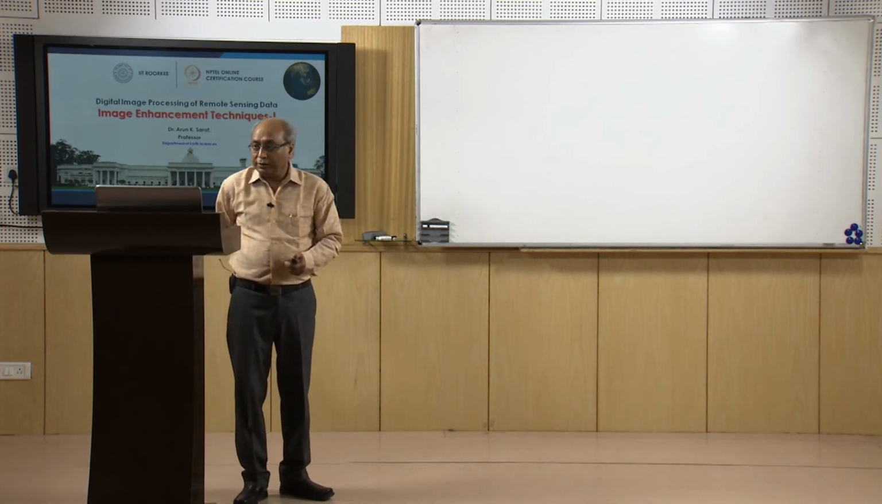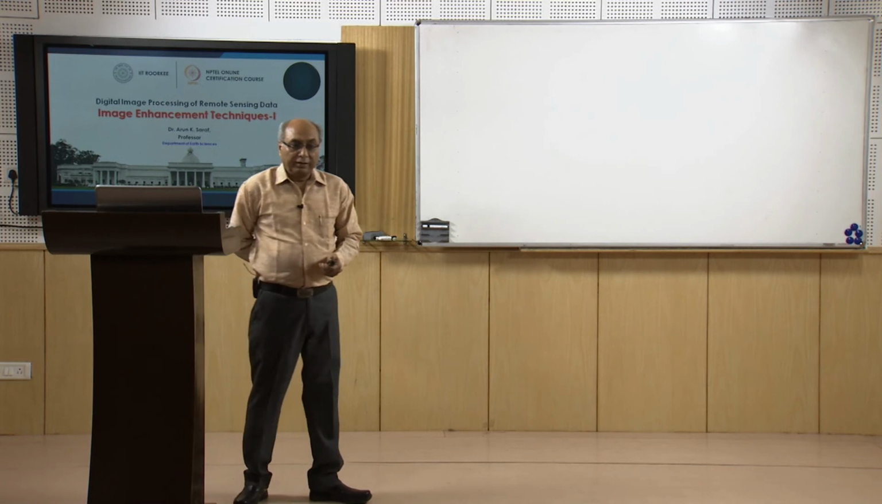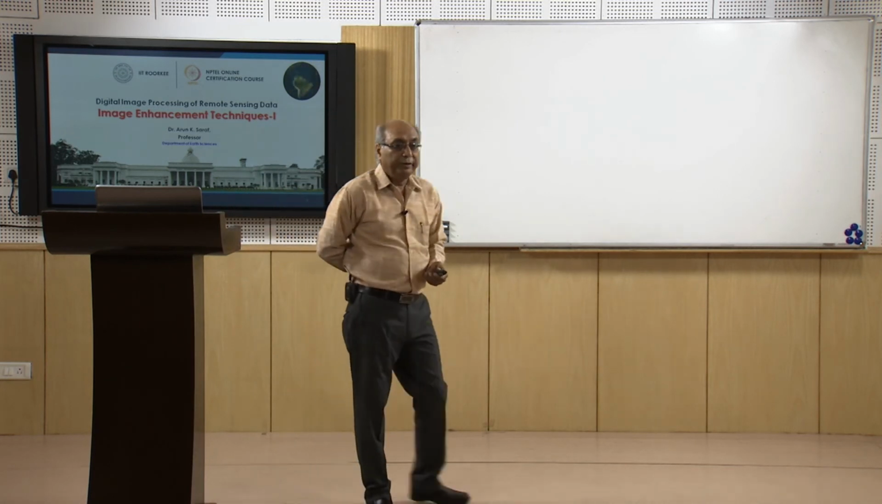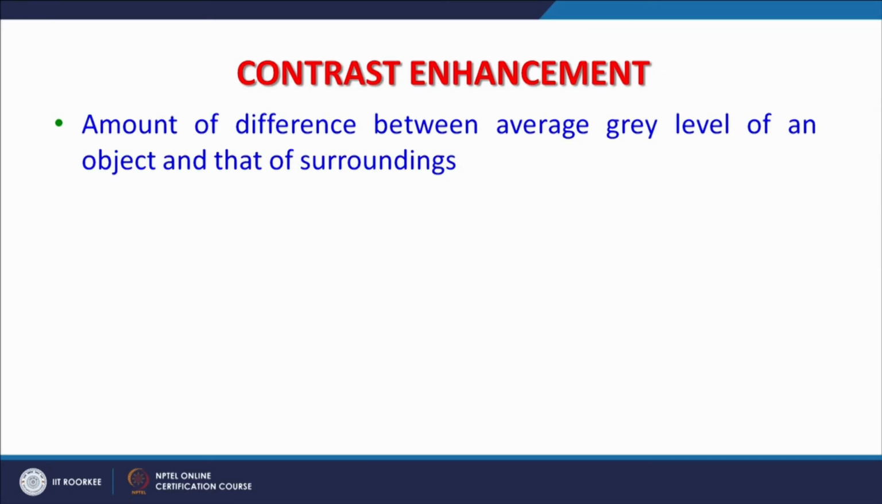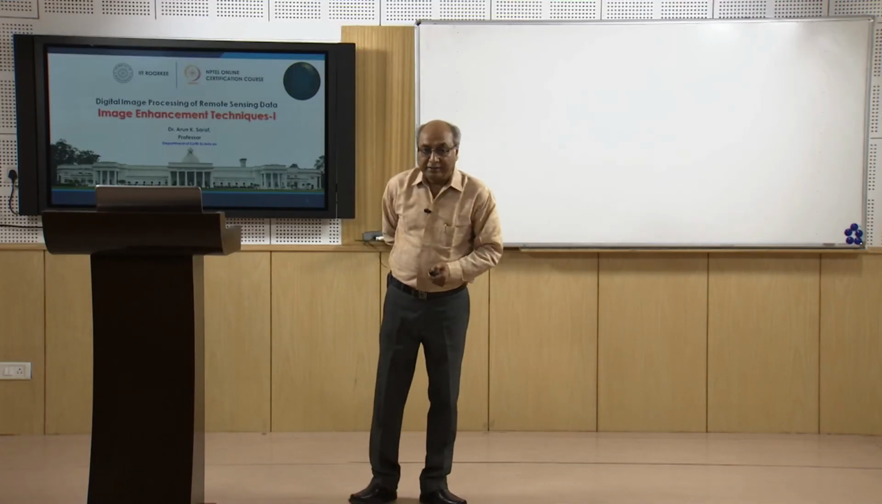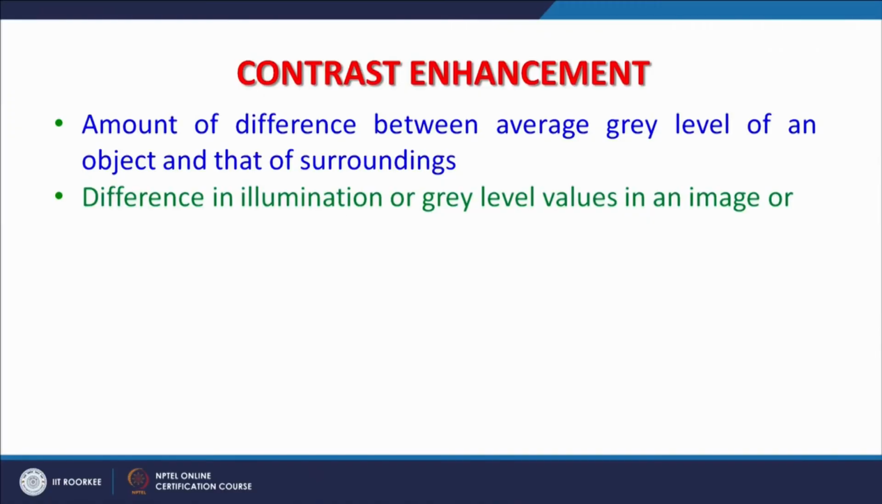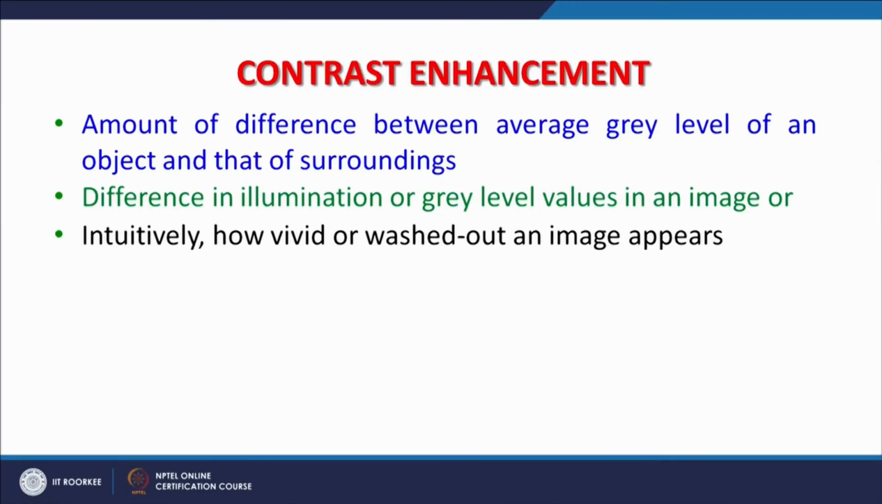Now we come to contrast enhancement. The first one is the amount of difference between the average gray level of an object and that of its surroundings. So we put that as contrast enhancement. The difference in illumination or gray level values of an image, or intuitively, how vivid or washed out an image appears.